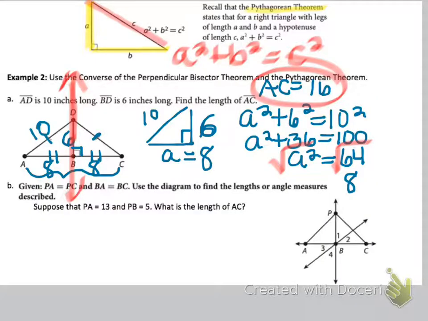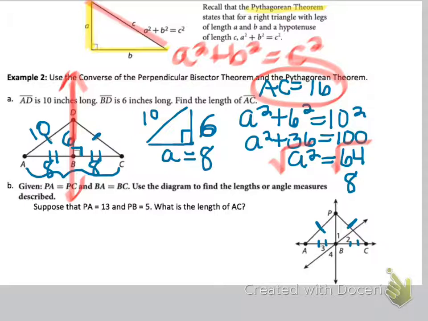Okay, so how about part B? In part B, we have a new drawing, and this time we're told that PA is equal to PC. So I'm going to mark those the same. So PA and PC over here are the same. And then AB, so from here to here, and BC over on this side are also equal to each other.